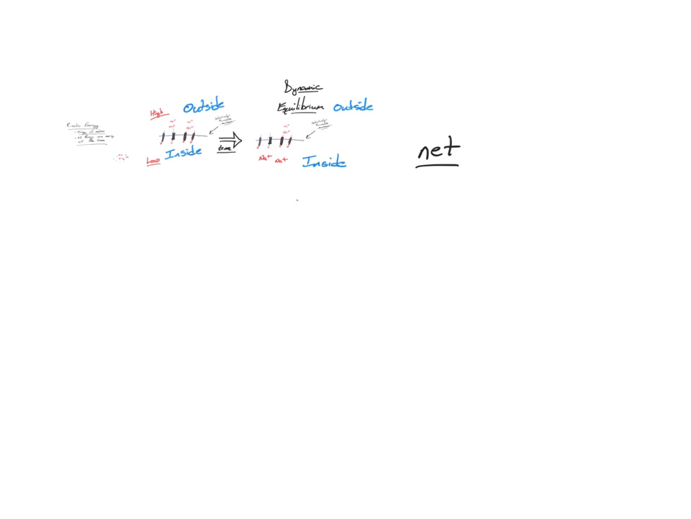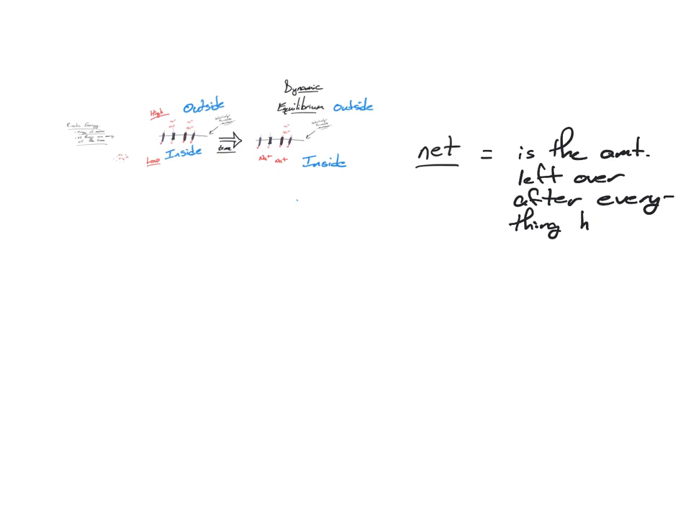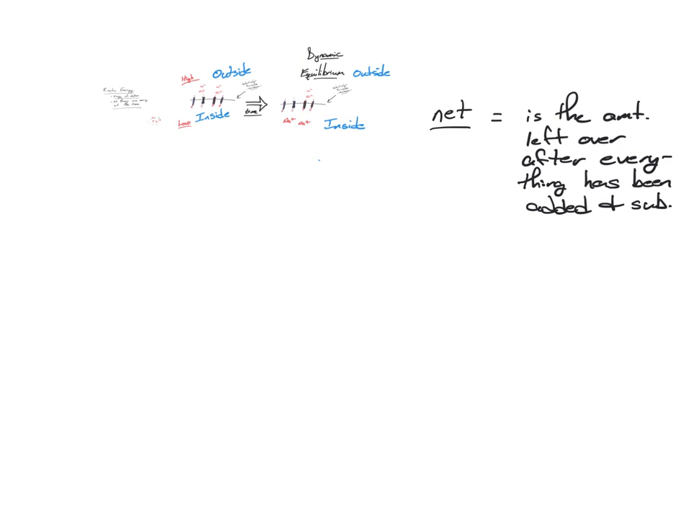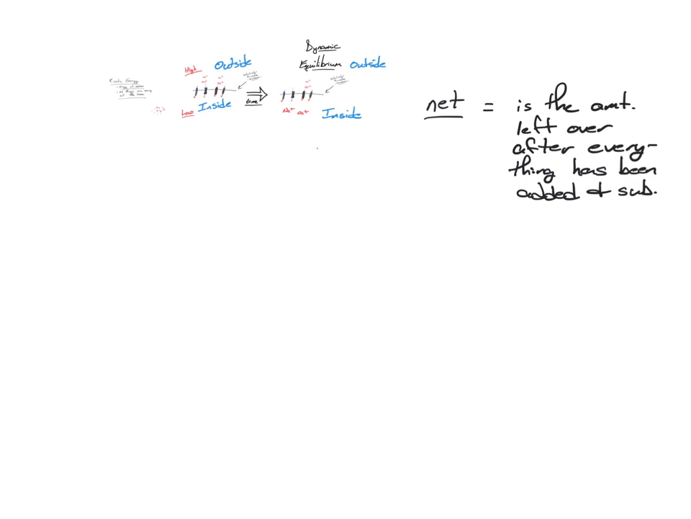Net is the amount left over after everything has been added and subtracted. After you've added all the amount you're supposed to get, all the bonuses, and subtracted all the taxes, all the penalties, all the whatever, net is what's left over.